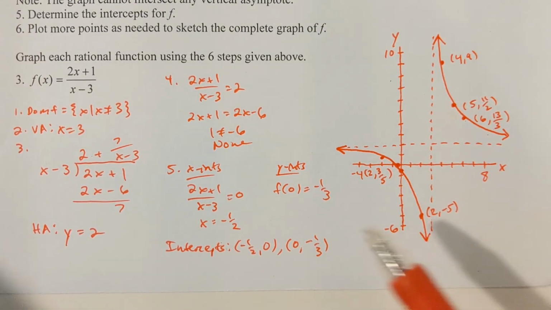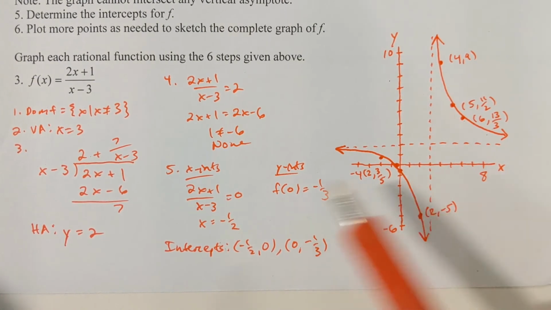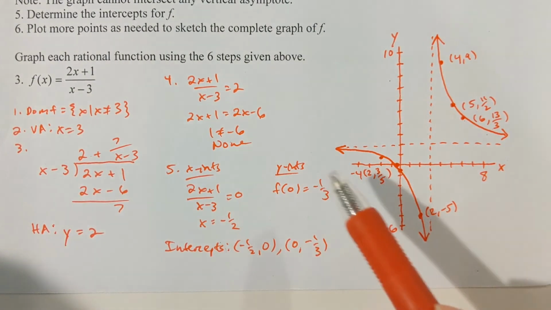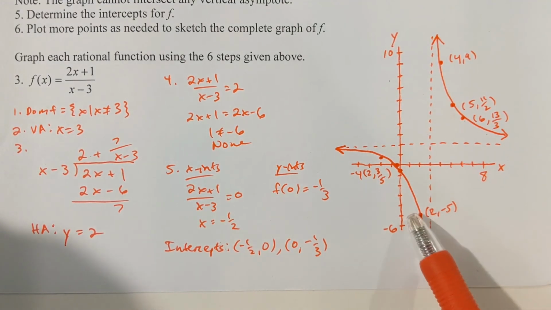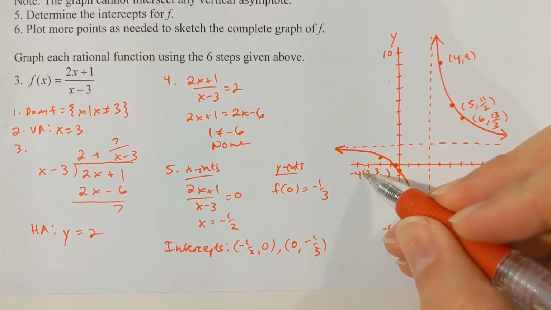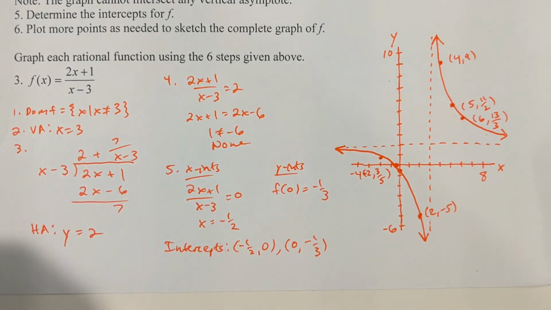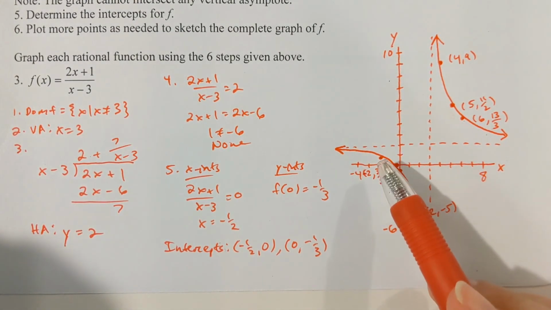If I were to let x be 2, and I plug that into the function, I would get negative 5 in return. So here's the point (2, negative 5) on the graph. If I were to let x be negative 2, that should be a negative there, plug that in, I get 3/5, and so here's another point.